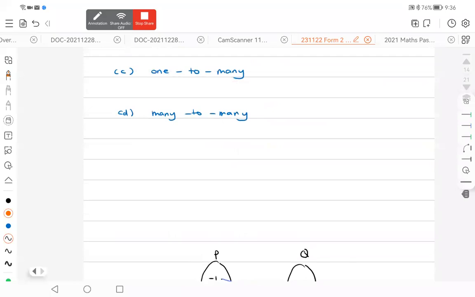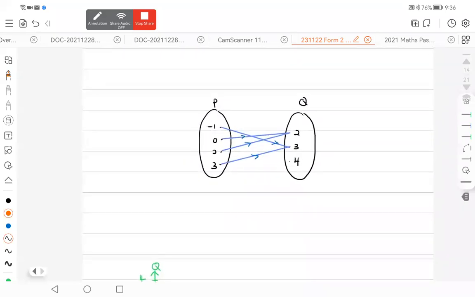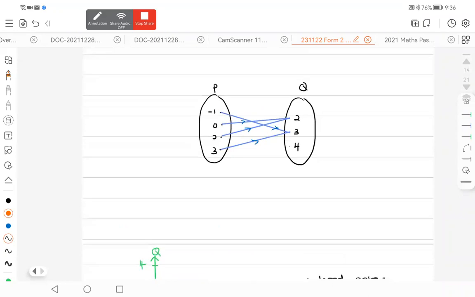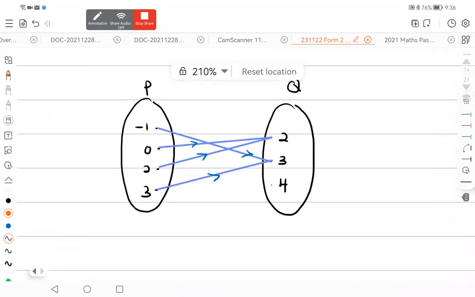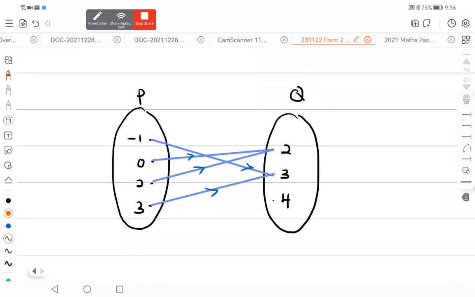Okay. So functions can be represented in arrow diagram form, graph form on the left, and ordered pairs on the right. For the arrow diagram, look at the arrow diagram here. What kind of relation is this?